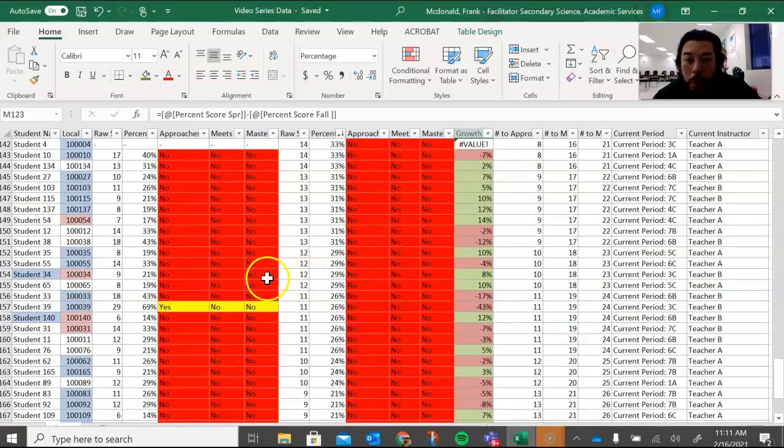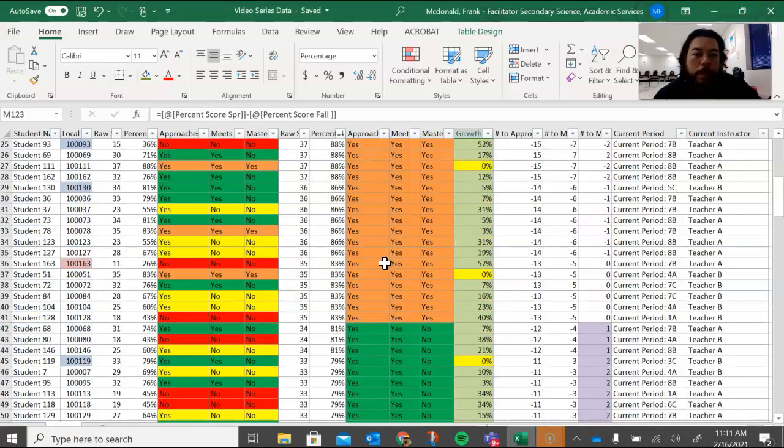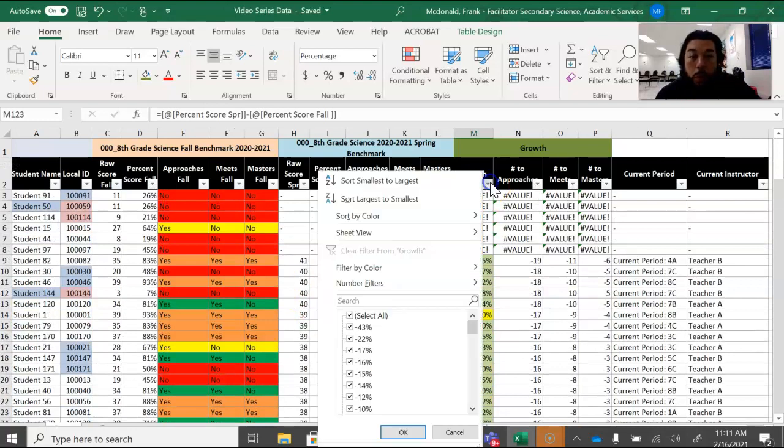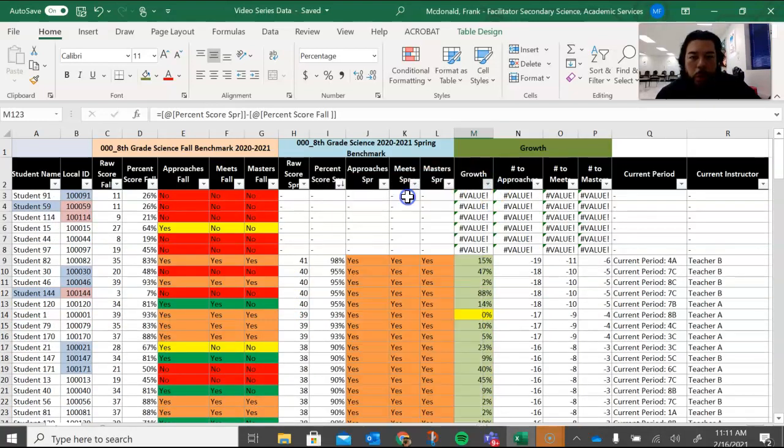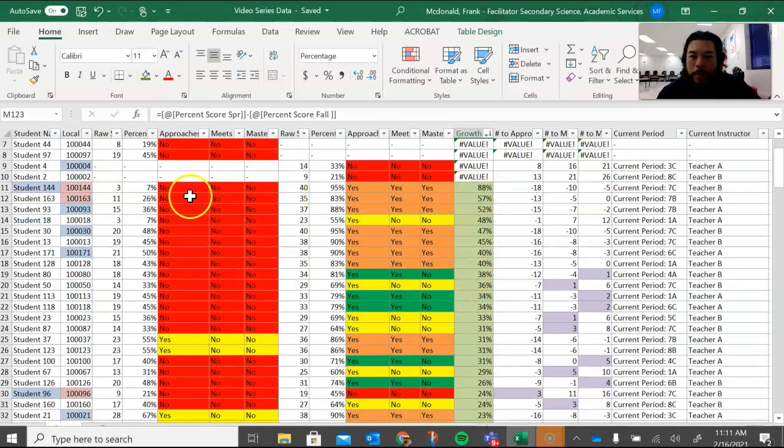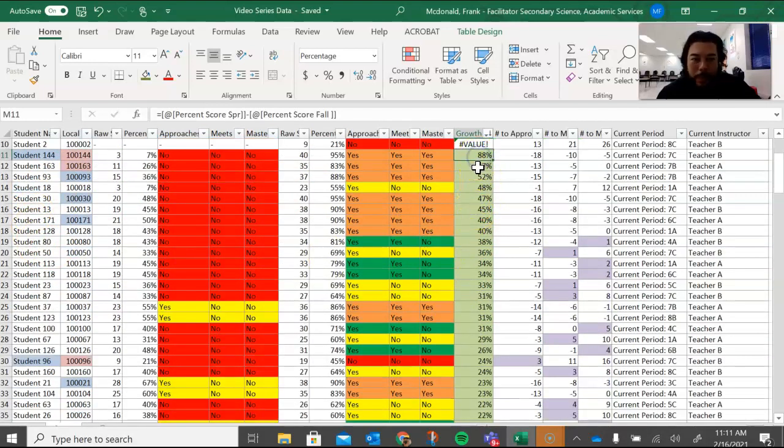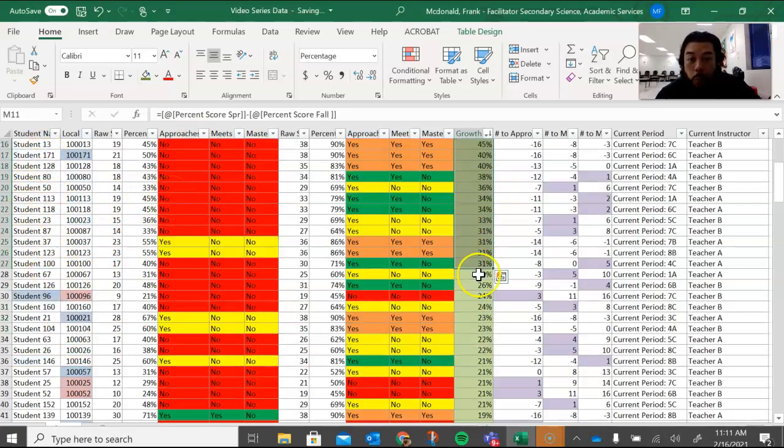So this is another way to look at it. If we want to sort the growth from largest to smallest, we can look at it by kids and start to identify. Look at these kids, 88 percentage points. Look at the big chunk. These kids have grown over 30 percentage points, and we want to make sure that they understand this is what you've done. This is where the work has paid off.